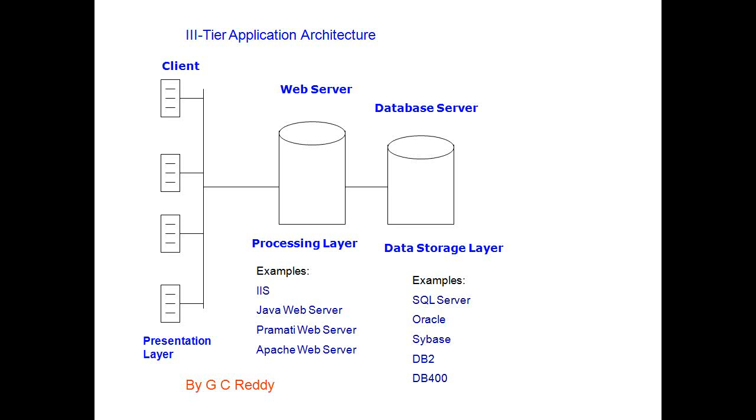Clients, generally we access three-tier applications using web browsers. Front-end side, no software required. Client side, no software required for public web applications. See, here the client is thin. Database also thin. Web server is fat. Web developers use IIS or Java web server or Apache web server for developing the processing layer. For data storage, they use SQL Server or Oracle or Sybase or DB2 or DB400.